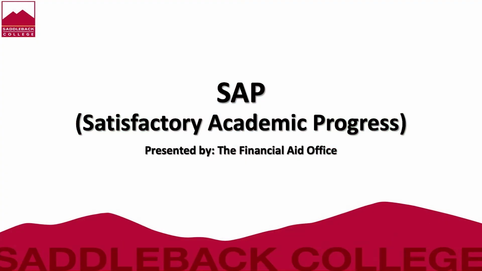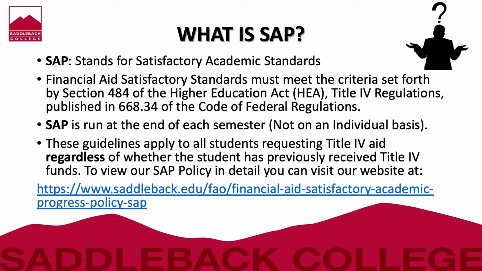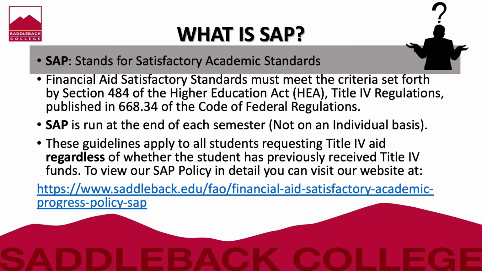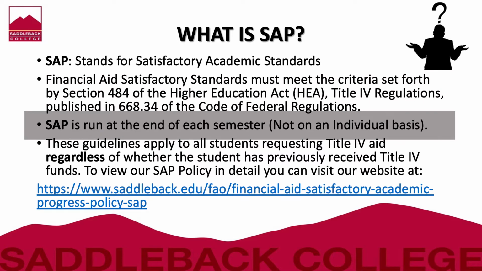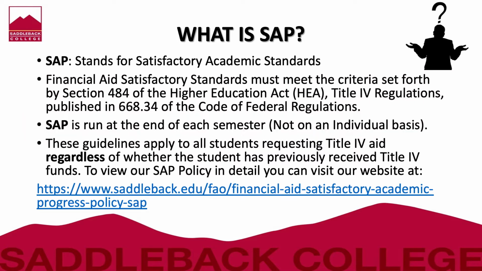In this video, I will be going over the different types of satisfactory academic progress standards and how to appeal if you are not meeting the terms of these standards. Many students ask, what is SAP? SAP, which stands for Satisfactory Academic Progress Standards, are standards students are held to maintain their financial aid eligibility. The process for SAP is run at the end of each semester, not on an individual basis for all students.